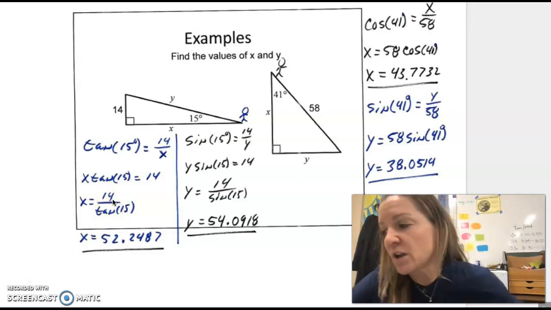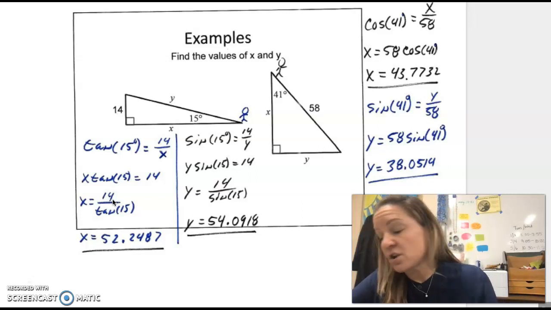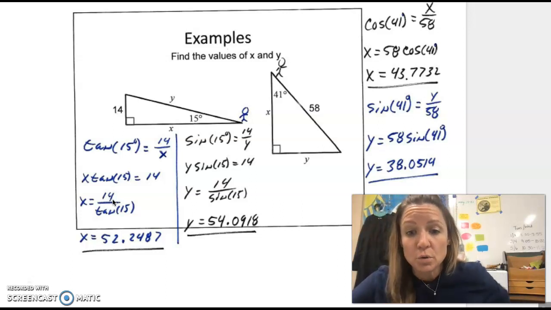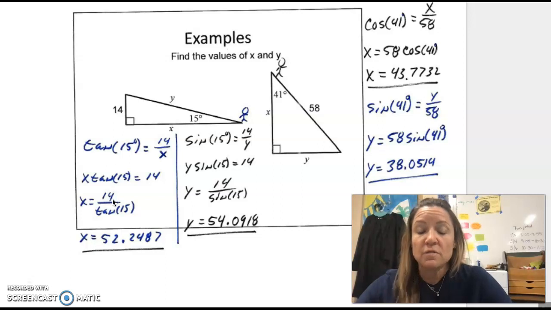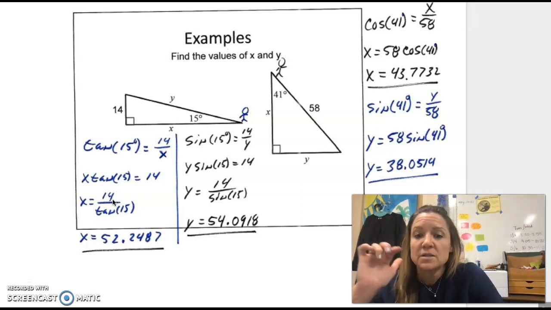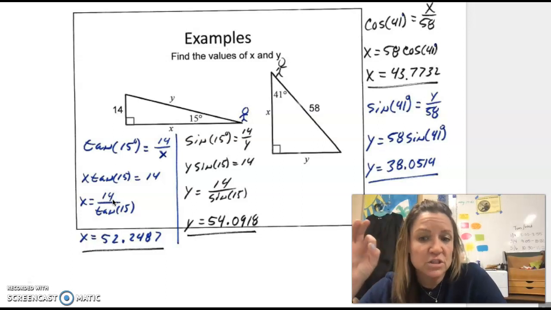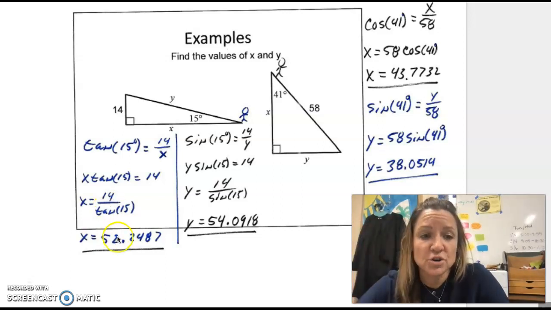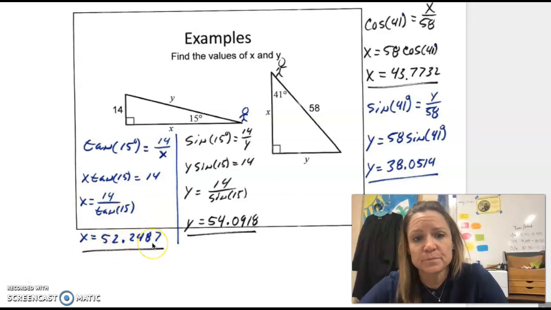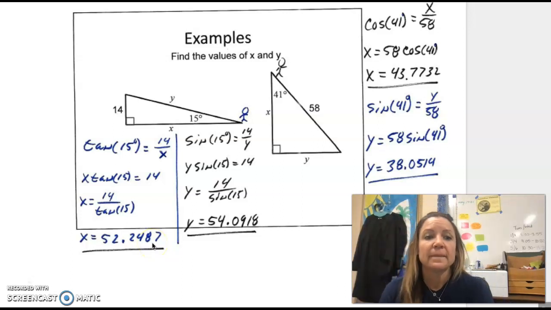When you plug this into your calculator, you want to make sure it's in degree mode. If your calculator says anything other than DEG, or sometimes it's just a D, you're going to want to make sure it's in degree mode. Hit the 14 divided by the tangent of 15, hit the equal sign. You should get 52.2487-ish.